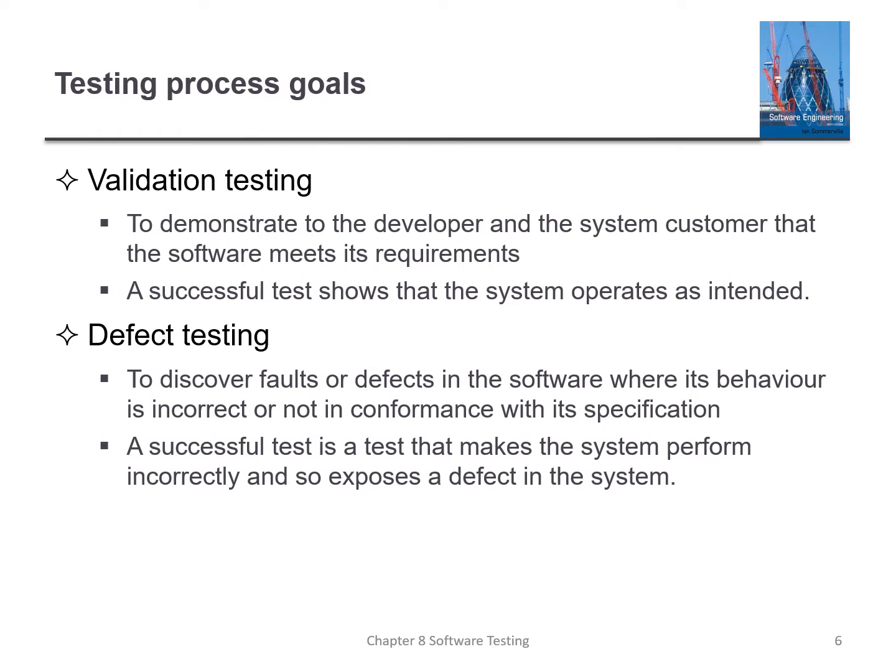Defect testing, on the other hand, is the opposite, which is to discover faults and defects, right? Where you want to reveal behavior which is incorrect and in non-conformance with its specification. And a successful test is a test that makes the system perform incorrectly. So when you do defect testing, as I mentioned just now, you are purposely trying to break the system. You want to expose the fault in the system. Basically you want to crash the system, and you want to break the system.